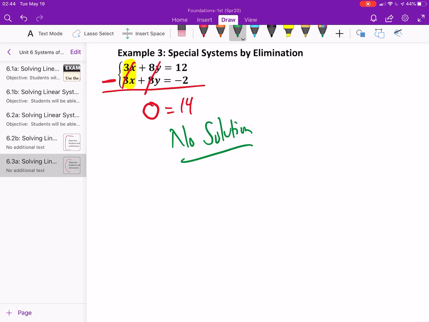And so that's it for this lesson. The word of the day is elimination. Again, the word of the day is elimination.